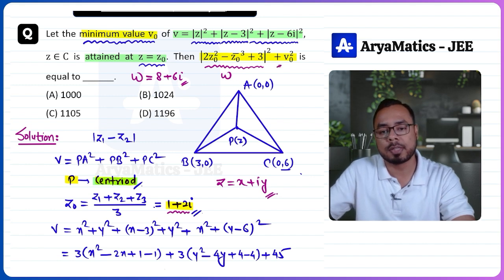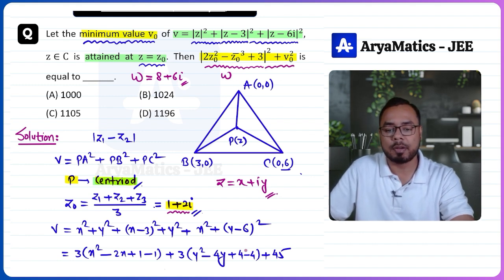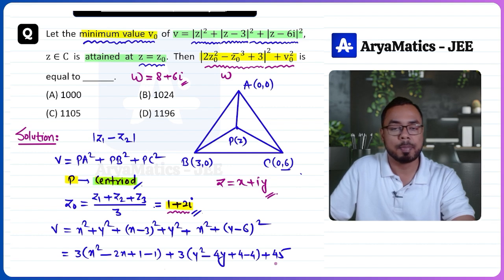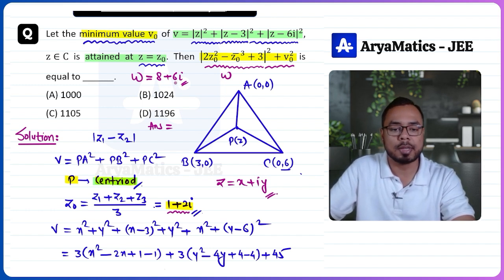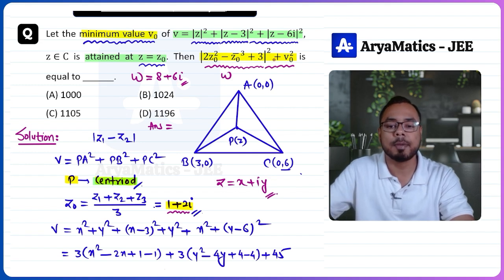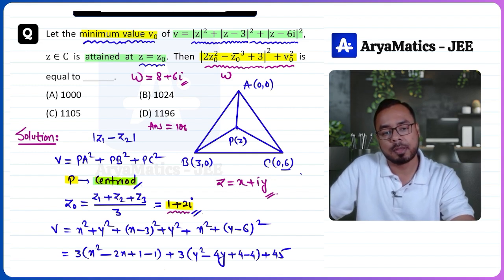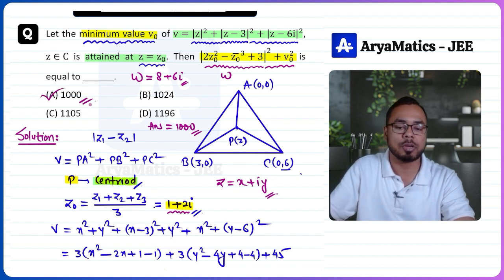Now the question is, what is the value of this expression? V naught we have obtained earlier. V naught was 30. And if omega is 8 plus 6 iota, then this is modulus of omega square. So 8 square plus 6 square will be 100, plus another 30 square, which will give us 1000. So the correct answer for this problem will be the first option.